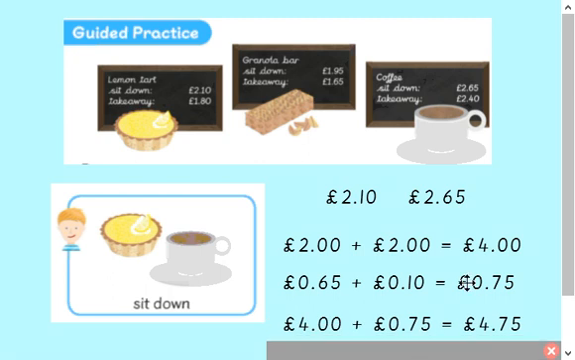We then would need to recombine the figures. So £4 plus 75 will give you £4.75. And that is how much these two items will cost in total if you go into the cafe and sit down.